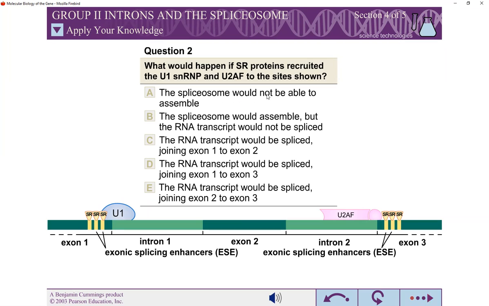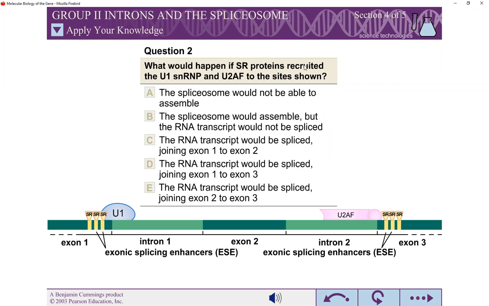The spliceosome would not be able to assemble. The spliceosome would assemble, but the RNA transcript would not be spliced. Okay, where is the branch point adenine? There is no branch point adenine. The transcript would be spliced joining exon 1 and exon 2. And the third would be: the RNA transcript would be spliced using exon 1 and exon 3. So exon 1 and exon 3 are going to work together.